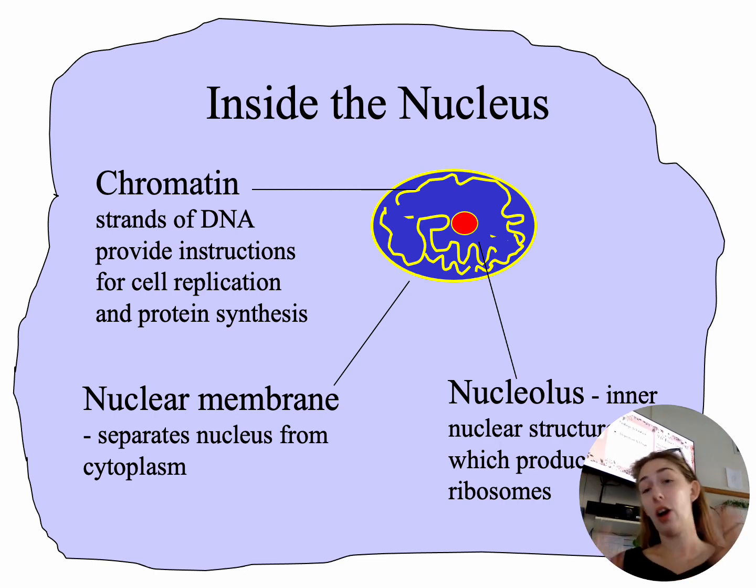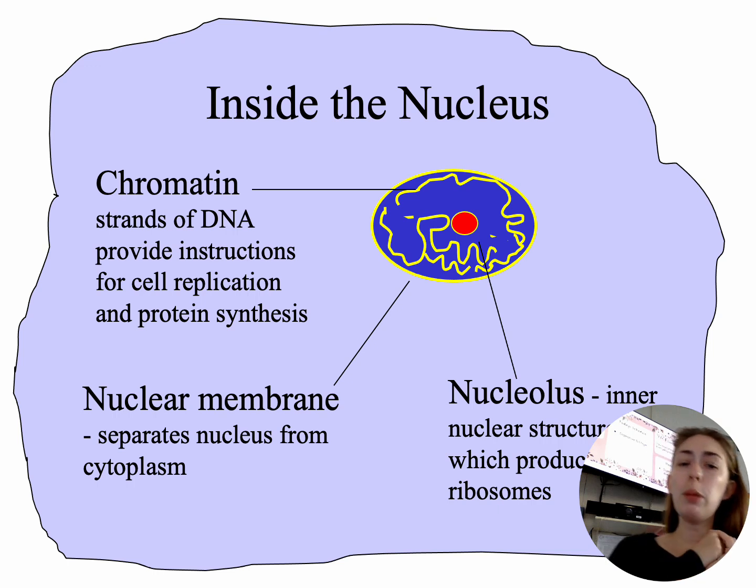Versus inside our actual nucleus. Remember, nucleus is that brain-like control center. We're going to have the nucleolus. That's going to be the inner nuclear structure, so it's kind of like the deep inner part. And it's going to be producing ribosomes. You also are going to have a nuclear membrane. You can just think of it as that outside barrier, so it's separating our nucleus from our cytoplasm.